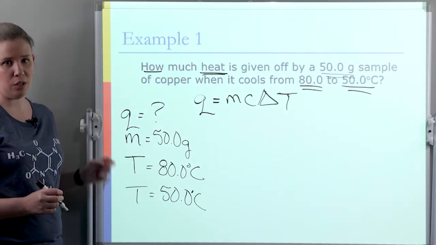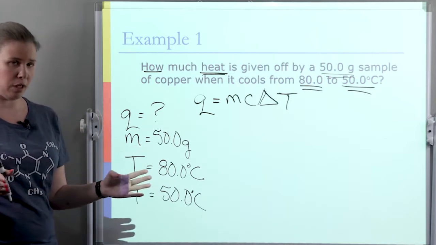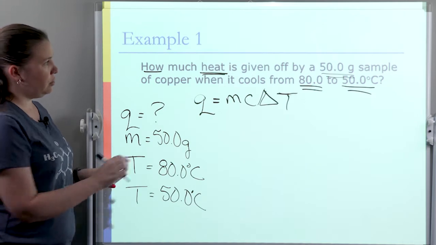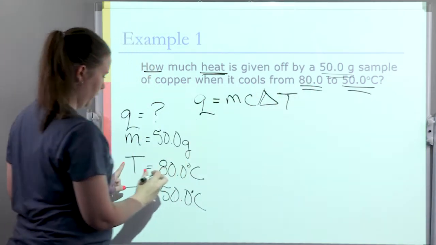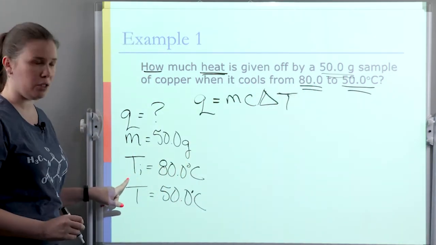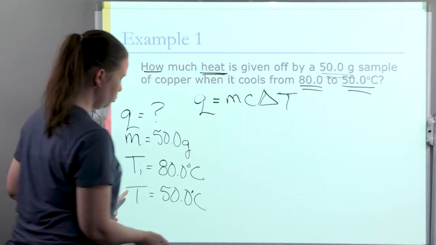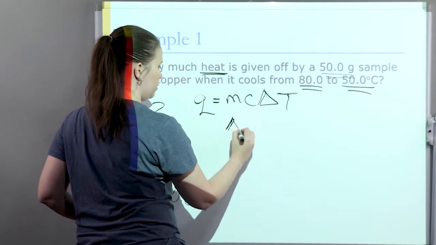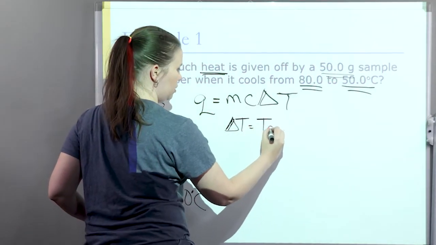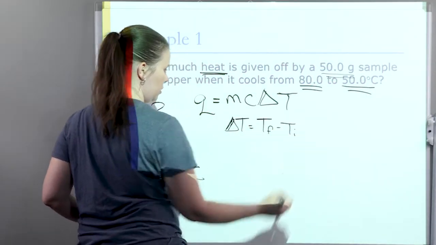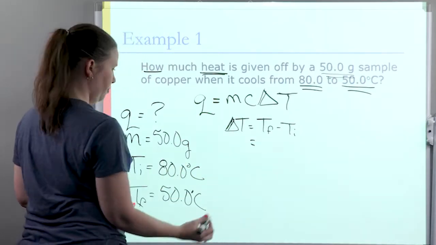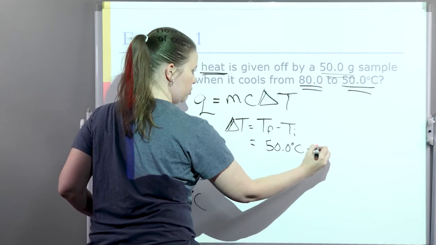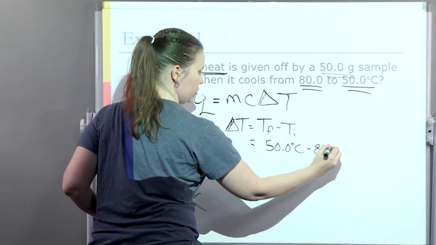And so what is the difference here? Which one's the initial and which one's the final? Because we want to make sure we put them in the right order when we solve for delta T. So the system says it cools from 80, meaning it's starting at 80. So that would be my initial temperature. And it goes down to 50. So that would be my final temperature. So when I solve for delta T, I want to do T final minus T initial. So the final is the 50 degrees Celsius, and the initial is the 80 degrees Celsius.